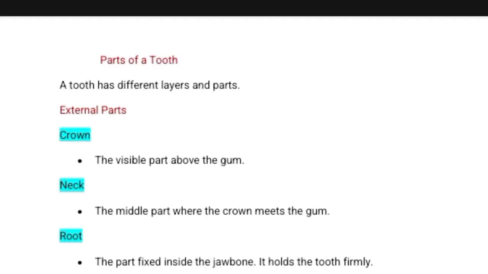Parts of a tooth. A tooth has different layers and parts. External parts. Crown. The visible part above the gum. Neck. The middle part where the crown meets the gum. Root. The part fixed inside the jawbone. It holds the tooth firmly.